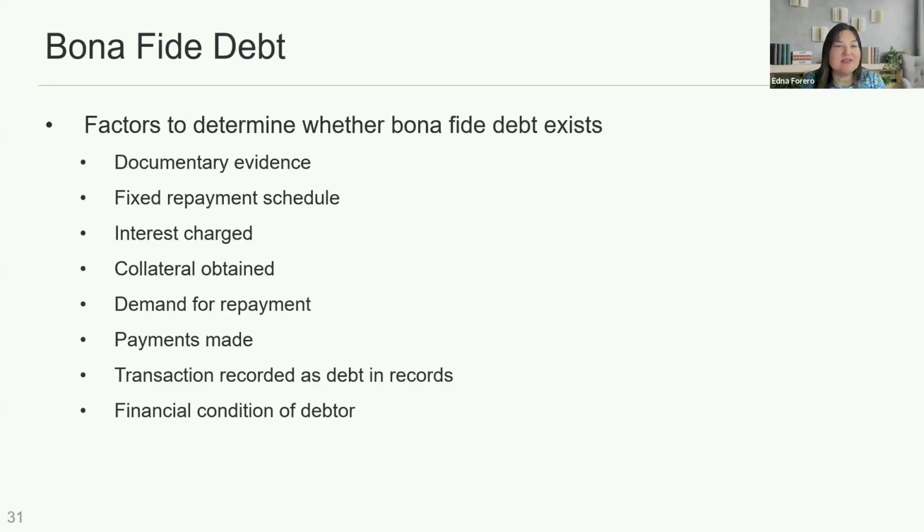Bona fide debt is the next thing for you. So factors to determine whether or not a bona fide debt actually exists is that we've got to make sure that there's evidence. Are there documents? Was there a fixed repayment schedule? Was there interest charged? Do they have any collateral that we obtained, for example? Did we actually demand repayment? Did we call the client, notify the client by email, by mail? Did we have any payments that were made on the debt? And then is there any transaction recorded in our records? Is there any information, right? Going back to those bookkeeping records, is there something listed? And then what's the financial condition of the debtor or the person who actually owes?